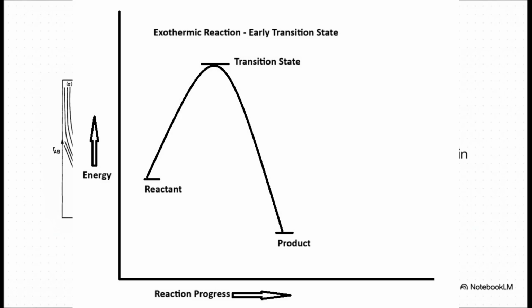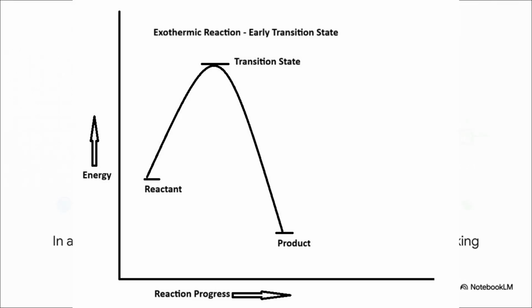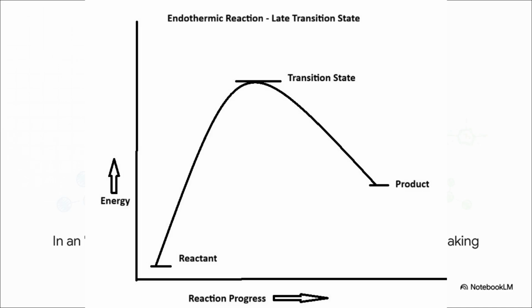So Hammond's postulate tells us the structure at that peak must look a whole lot like the reactant structure. It's an early summit. And now, here's the flip side, an uphill endothermic climb. The product is way up there, much higher in energy. And that means the peak is now energetically much closer to the product.